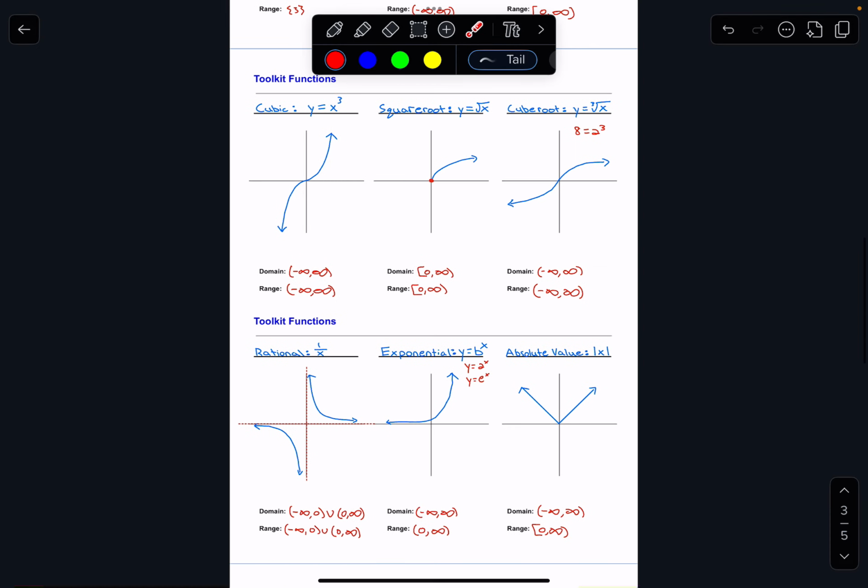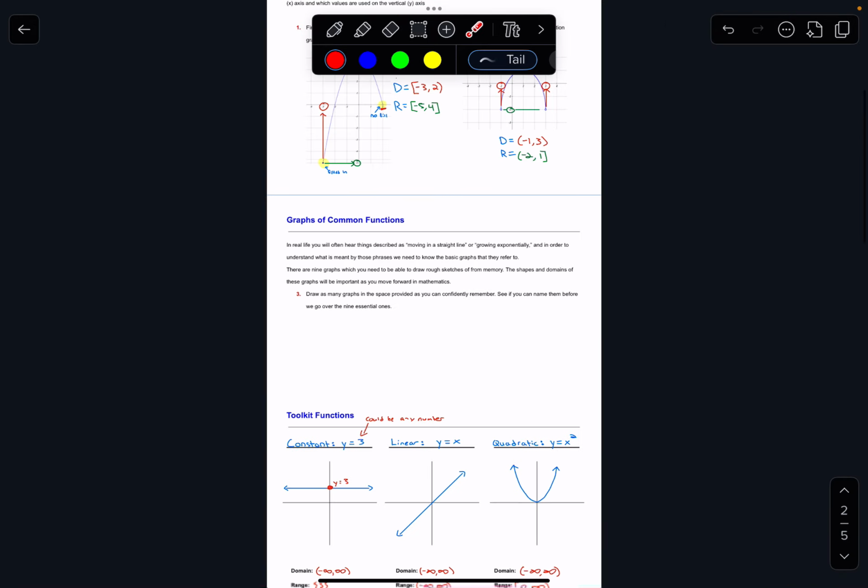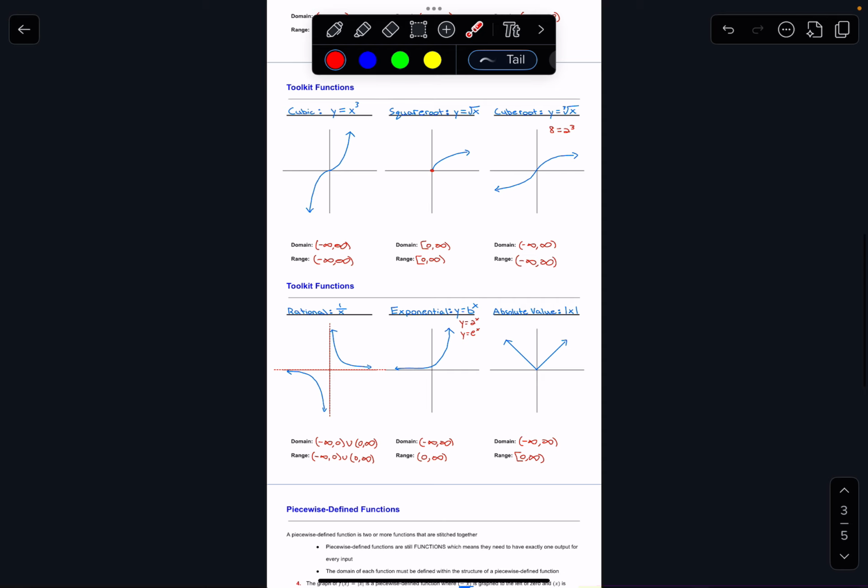Okay, and now if you were to go back and try this video again, you should have an answer to number 3, where hopefully you can list out all 9 of these toolkit functions.